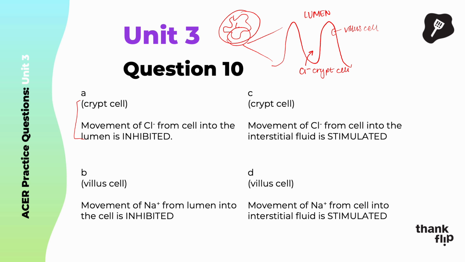Whereas villus cells are responsible for transporting sodium from the lumen into the interstitial fluid. So we're starting off by outlining what the normal function of these cells is, normally, without diarrhea. Now that we know the normal function, we want to think of what would happen in a condition where there's diarrhea.